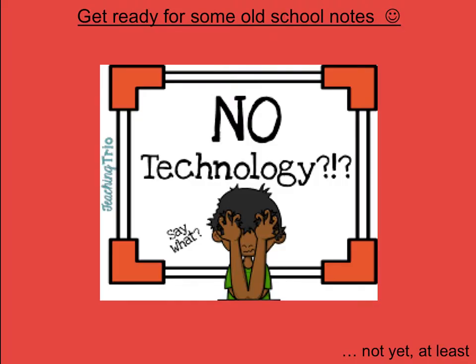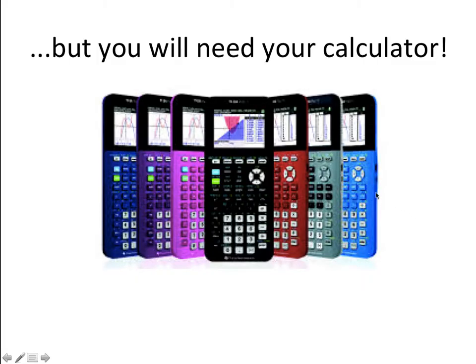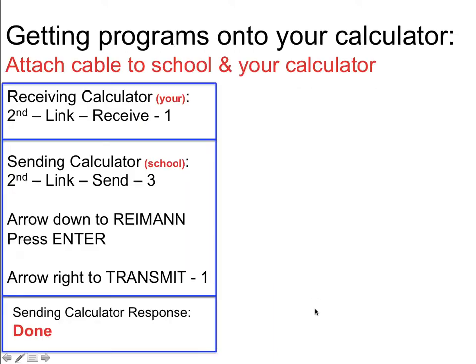This is section 5.2, day 1, and we are not going to be taking notes today, but you will need your graphing calculator, so you can get that out at this time. And what we're going to do is put a program onto our calculator. At your desk you should have a school issued calculator and a cable. I want you to attach the cable to the school calculator and to your calculator.